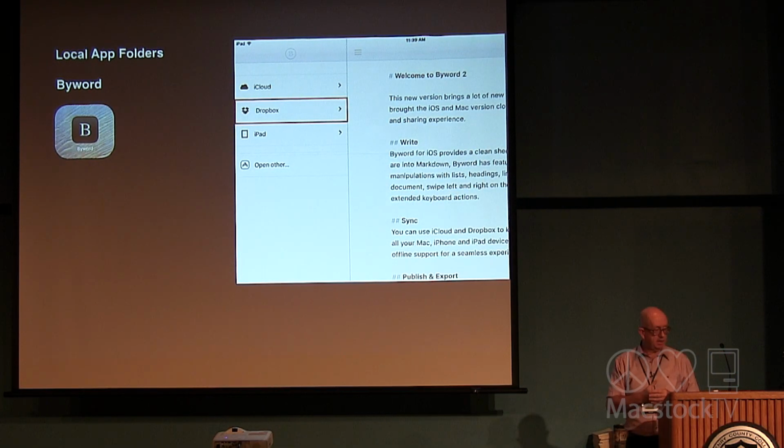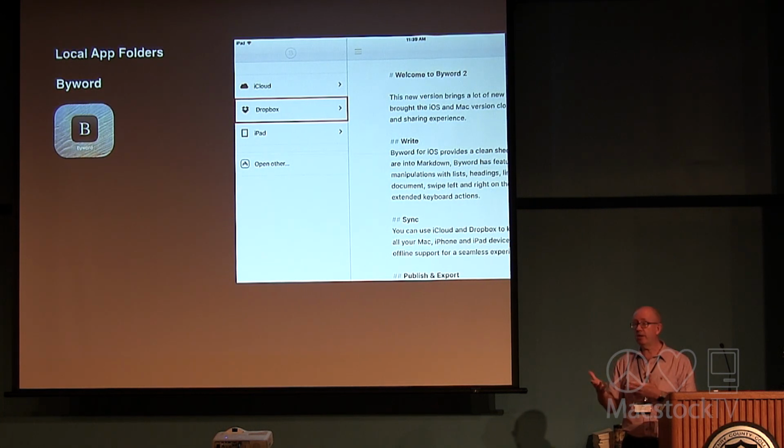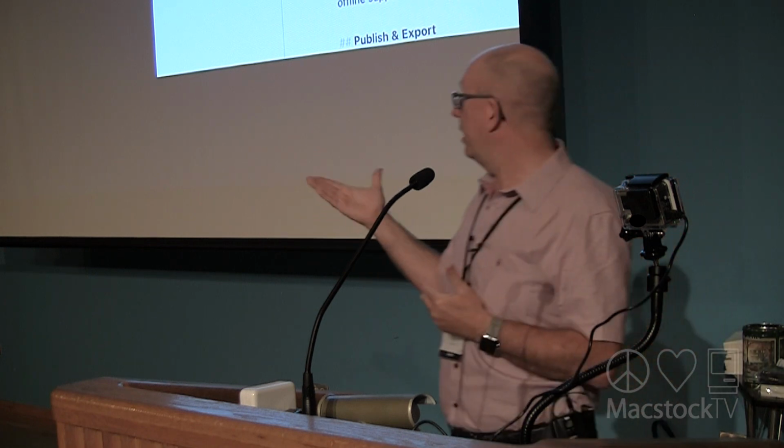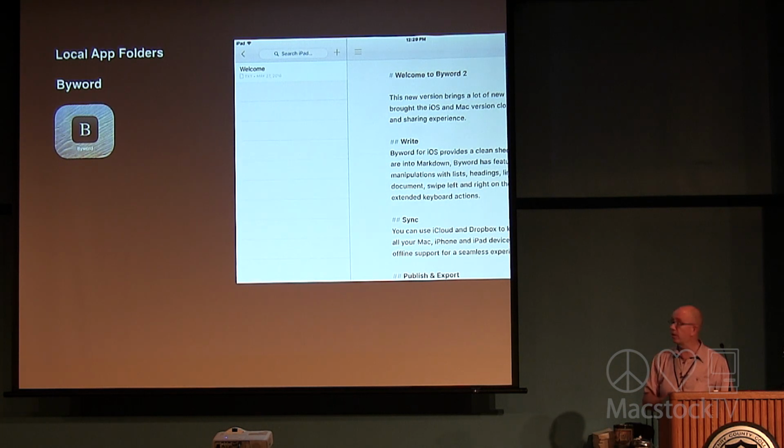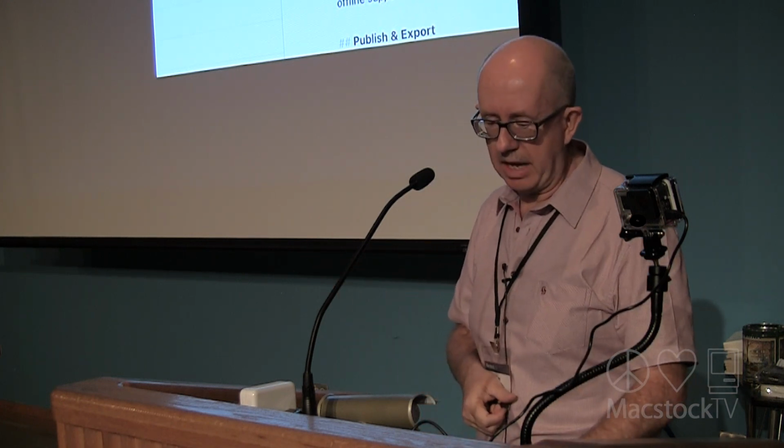We have Dropbox. This would give us access to a specific folder in Dropbox. And again, that's great. If you're using Byword on another machine, on a Mac or on an iPad, you could save it in Dropbox and you could access that file in Dropbox. No problem. And this folder, this is the iPad. So this is your local app folder. And it's just specific to this particular iPad. And I've just got the one document in there called Welcome. Again, I could export it if I wanted to, but no other application on my iPad can get access to this particular file, which really is no good for sort of inter-app communication.